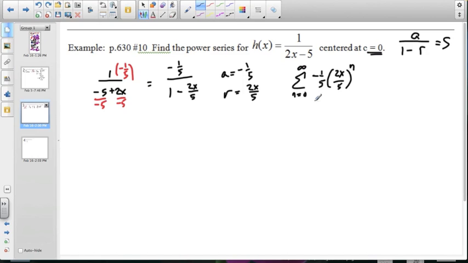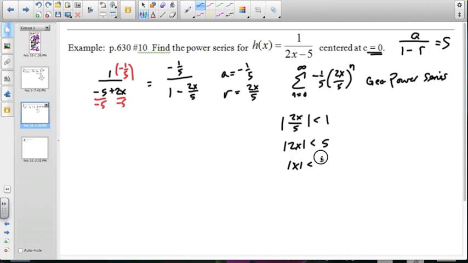So I'm going to put a different spin on this. We found our geometric power series. And we could do the ratio test, but I'm just going to do the geometric series test to save time here since it is geometric. We know that the absolute value of r has to be less than 1, so the absolute value of 2x over 5 is less than 1. So multiplying both sides by 5, it's 2x less than 5, and dividing by 2, I guess I could have done that all in one step, the absolute value of x is less than 5/2.